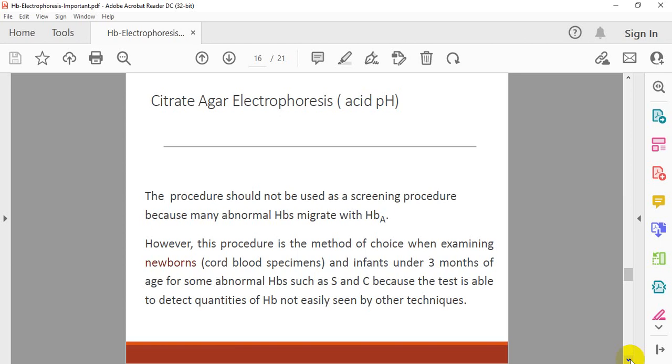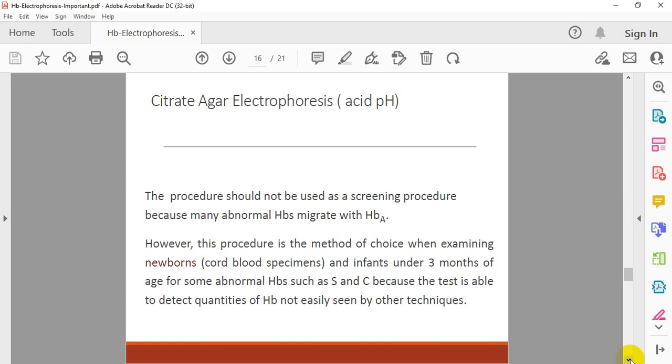Screening is like you go to a lab and say, I want to screen for hepatitis B, I want to screen for HIV, then they'll do a rapid test for you. It's different from a confirmation test, which you do by PCR. So the citrate agar electrophoresis setup is like a confirmation test for hemoglobin electrophoresis.